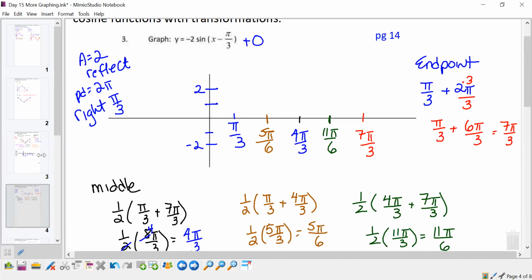All right. Making our points. It's a sine reflected. We start midline, minimum, midline, maximum, midline.